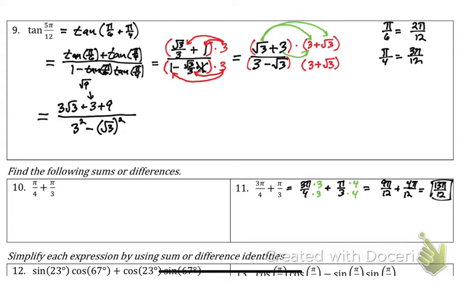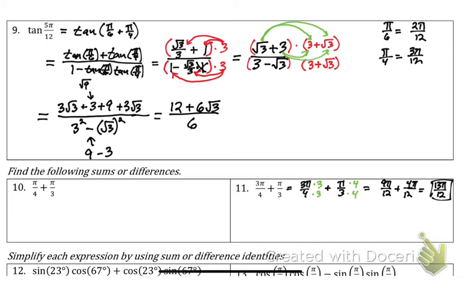Okay, so now I have 3 times 3, which is 9, and then 3 times square root of 3, which is 3 square root of 3. All right, let's keep plugging along. I'm going to do the two constants first. 3 plus 9 is 12. 3 square root of 3 plus 3 square root of 3 is 6 square root of 3. All over in the denominator, 3 squared is 9, minus square root of 3 squared is 3. And so the bottom is just 6.